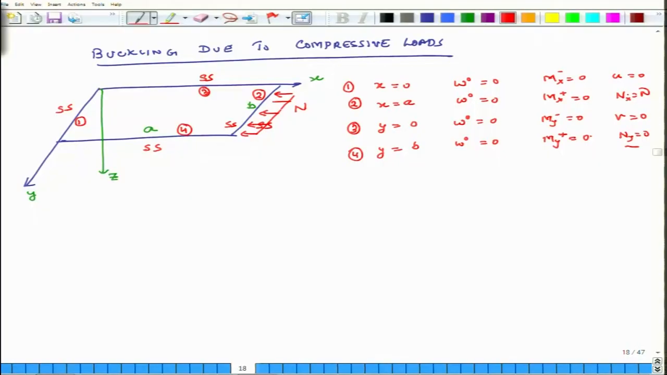So ny is 0, which means I am not having any external forces. If v was 0 on edge 4, then ny would be applied and that will create some other issue. So, these are the four conditions. So, we again develop an exact solution.